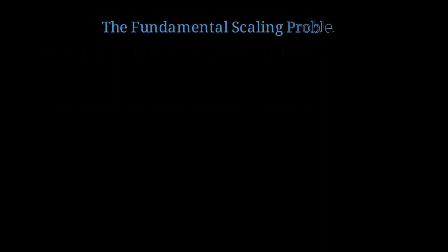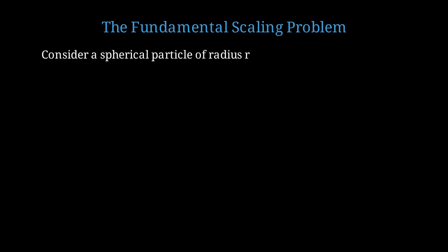But here's where things get interesting. As we shrink a system, the mathematics of geometry creates a profound shift. Let's consider a spherical particle of radius r. We'll examine how volume and surface area scale with size. The volume is 4/3 pi r cubed, which scales as r cubed. The surface area is 4 pi r squared, which scales as r squared.